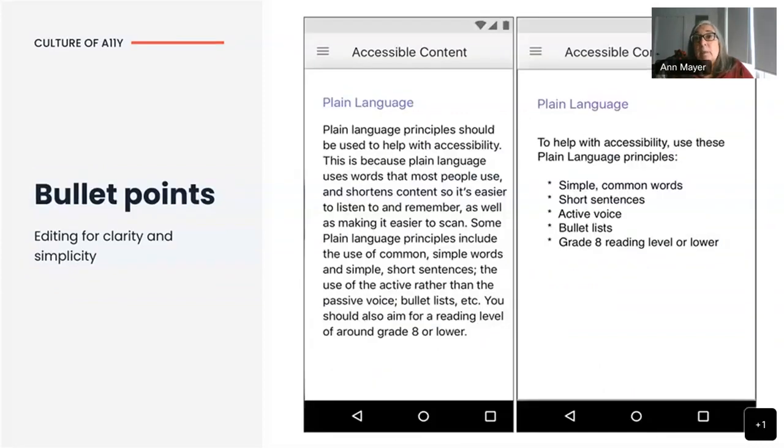Here is an example of a plain language technique, turning something into bullet points. So it's the same content, just presented differently. On the left, you have a really wordy paragraph. On the right, you have the same content turned into bullet points with the unnecessary words removed. And you can see right away that it's much shorter. It's easier to scan. It's easier to remember if you're listening to it.